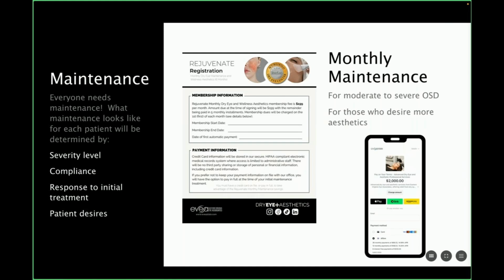They come in once a month and they get one treatment session. We have various devices, so we can choose whether to do IPL, RF, LLLT, Zest, whatever we may do. But it allows us to see them on a regular basis. These are my patients who've forgotten about their dry eye. Their dry eye is no longer a problem. They're in our office monthly.